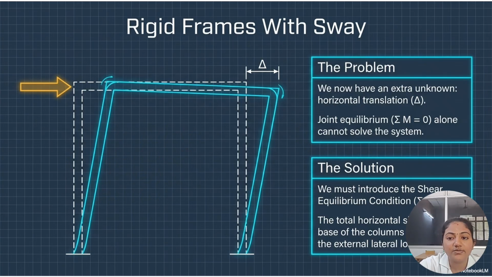And then rigid frames with sway. If the load acts on this joint from the left side or the right side, there will be some sway towards the left side. That is what is mentioned as del, and this will be considered for the horizontal translation, and where the moment is 0 alone, we can't solve the system.